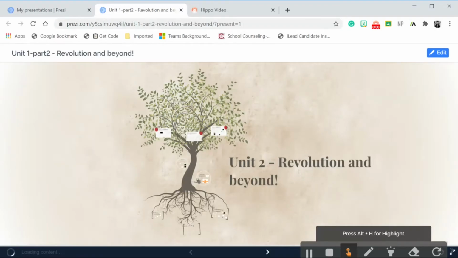All right, everybody. So let's go ahead and now finish up this first part of Unit 1. I know the presentation says Unit 2, but just kind of ignore that right now. What we're now going to talk about is the American Revolution. But before we get into the American Revolution, let's kind of give you some background.